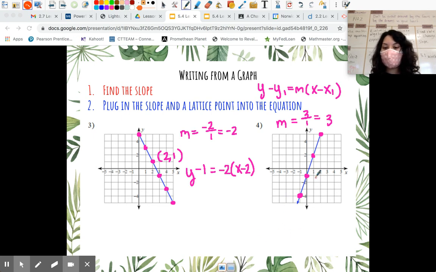And I'm going to use, you know what? I'm going to use this point that's sitting on the y-axis. This is the ordered pair 0, -1. Let's mix it up. So instead of y minus y1, it's going to be y minus -1 equals 3 parentheses x minus 0. There's a couple things I can do to simplify here.